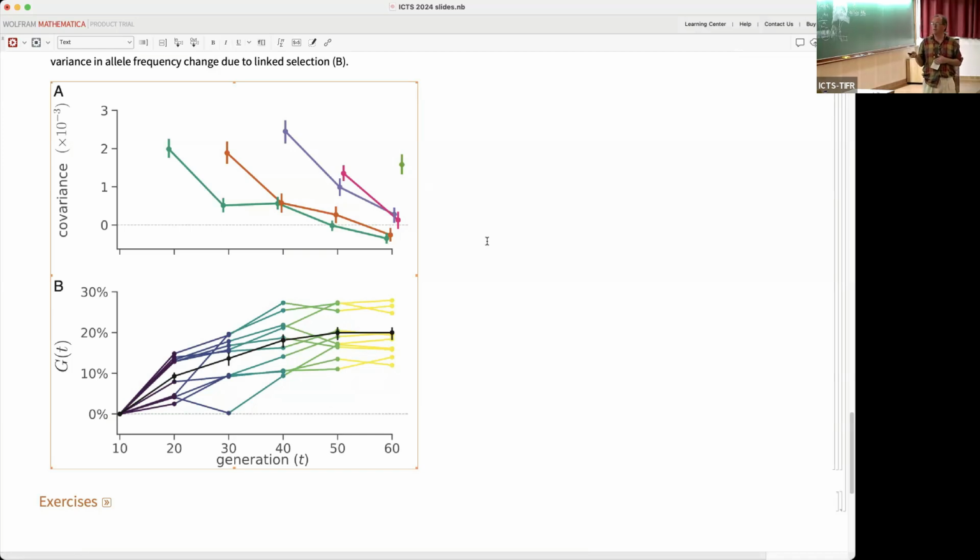This is just covariance of delta P1, delta P2 of 2 adjacent or neighboring allele frequency changes. Okay, that's it.